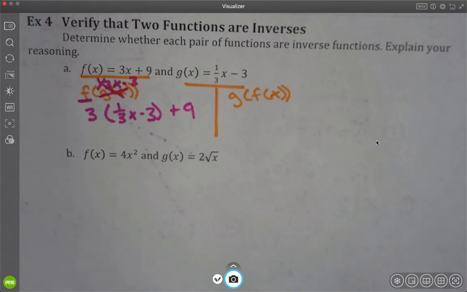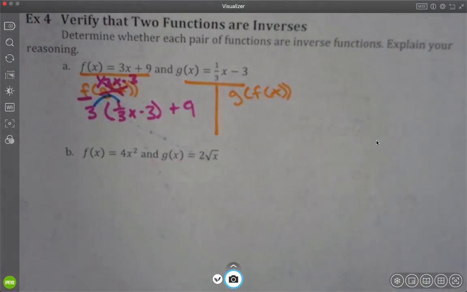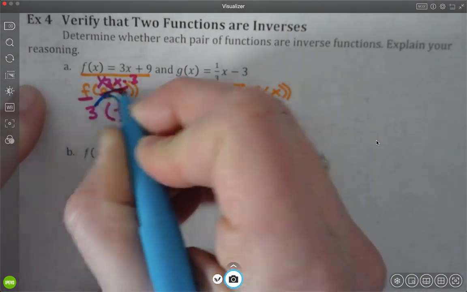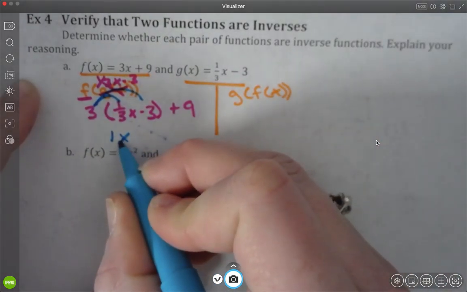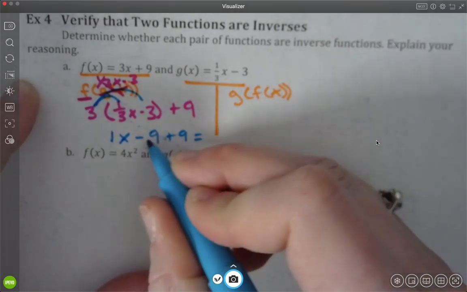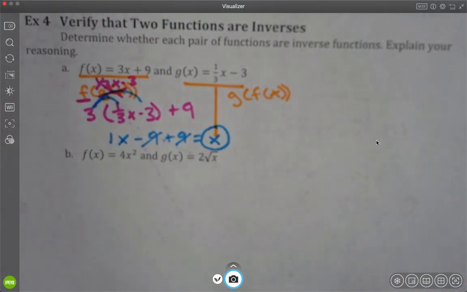Now, let's simplify. It's pretty short. What's 3 times 1/3? 1. So this is 1x. What's 3 times 3? Negative 3. Negative 9 plus 9 equals x. The 9s are going to go away, so that answer is just x. So let's go to the next one.